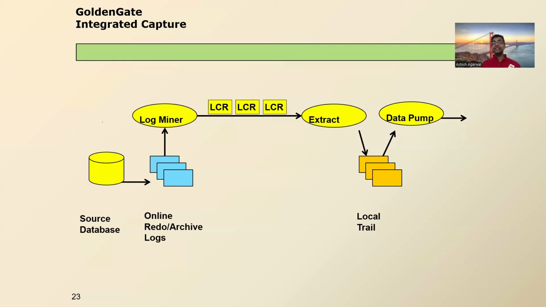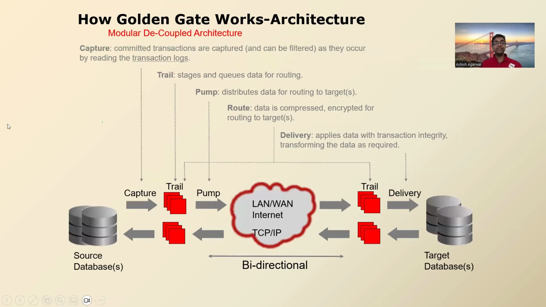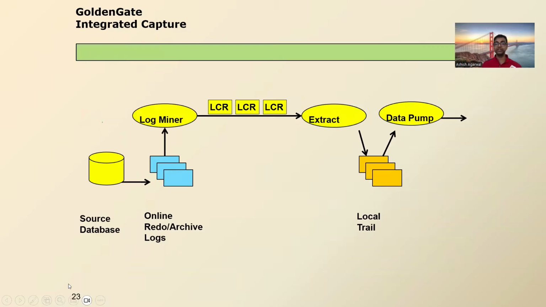Initially, when GoldenGate was launched, there was only one type of extract and it was called GoldenGate extract. When integrated was launched, they renamed the existing traditional extract to classic extract, and they launched a new extract called integrated extract. So what is integrated extract? In classic extract, the extract process establishes connectivity with the source database and reads the transaction logs directly, in sequential manner.